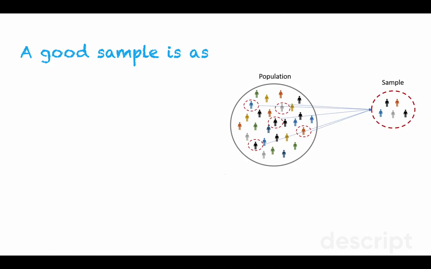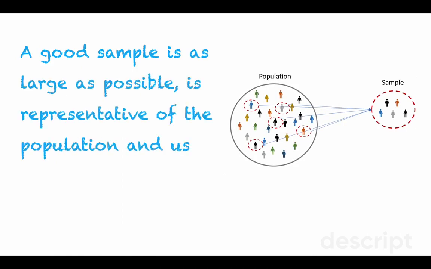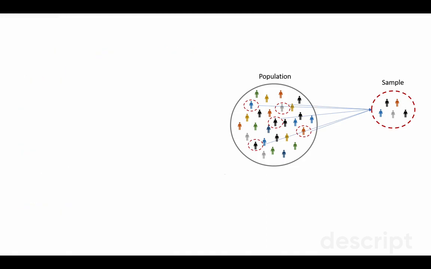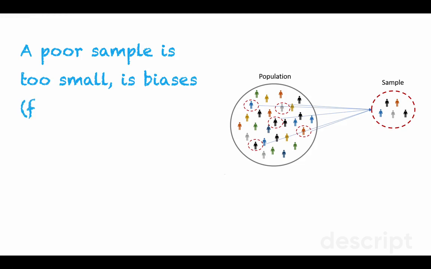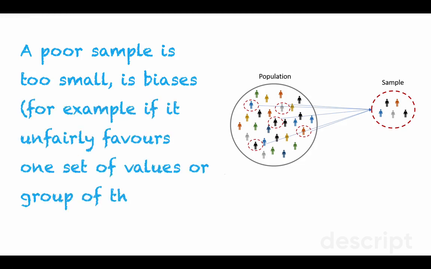A good sample is as large as possible, is representative of the population, and uses a suitable sampling frame to choose the members of the sample. A poor sample is too small, is biased, for example, if it unfairly favours one set of values or one group of the population.